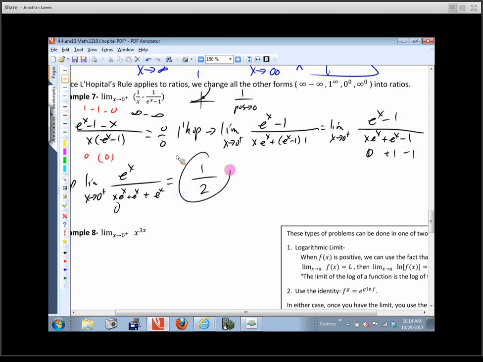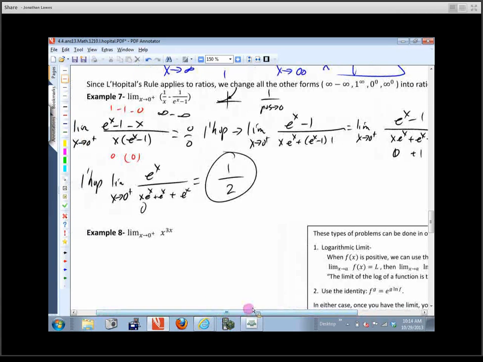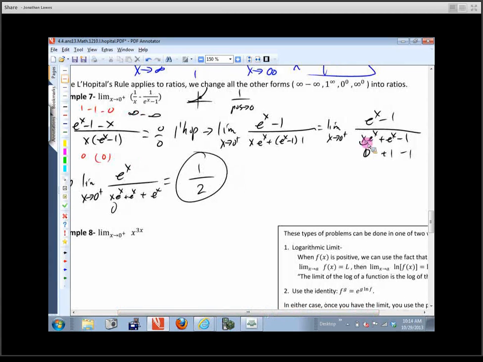How are we doing there? Is that okay? Because I did the first times the derivative of the second, so x times e to the x, plus the second times the derivative of the first. So if I put times 1, that's just the derivative of this function right here using the product rule. Derivative of e to the x is e to the x. Derivative of negative 1 is 0, so I didn't write it. Okay? Mistakes? We okay?